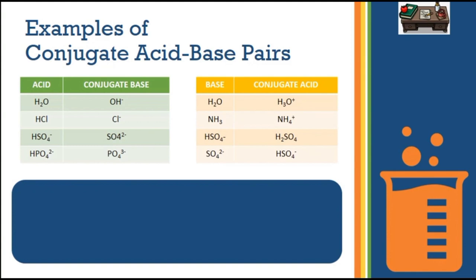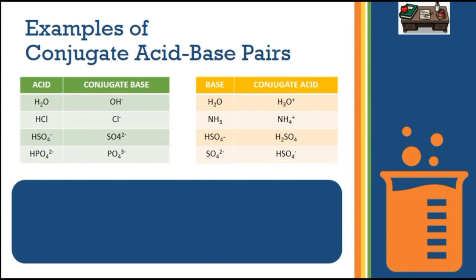All right, so what about the bases? There we have water, ammonia, and we have HSO4 minus and SO4 2 minus. Once again, water, when it accepts a hydrogen, becomes the H3O plus. Remember that is the hydronium ion. Some textbooks call it the oxonium ion. It's the same thing. The hydronium ion, H3O+.